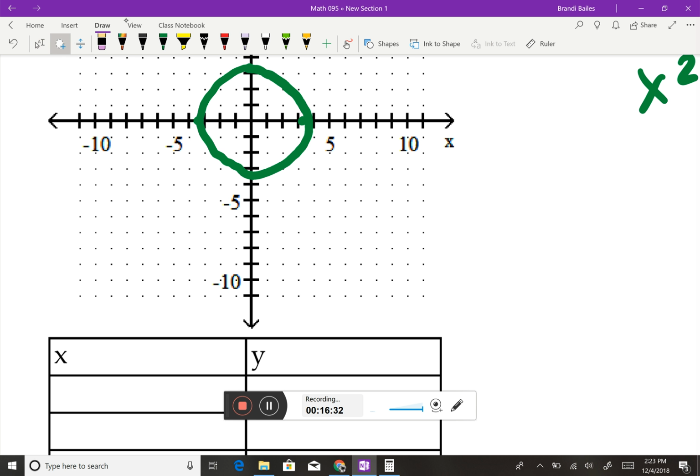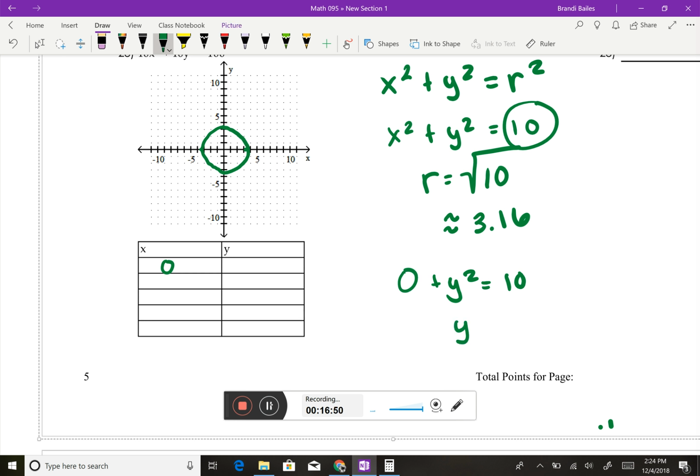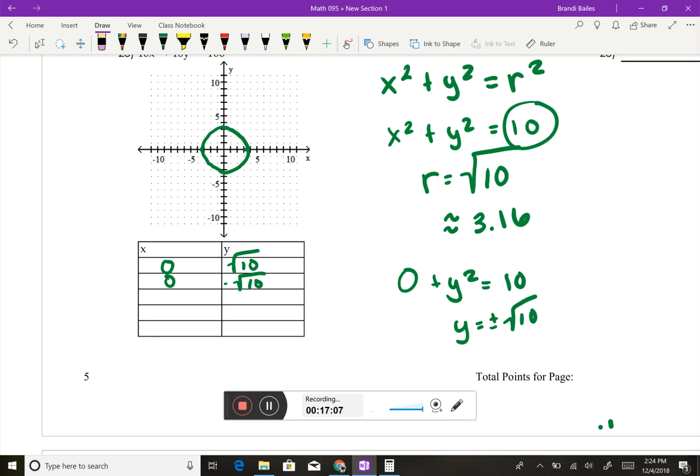At x equals 0, I should get x squared plus y squared is equal to 10. So at x equals 0, I should get essentially y squared is equal to 10. So y is equal to plus or minus square root of 10. It gave me the square root of 10, and it's also negative square root of 10. This is unusual for us to have two values in the domain that go to two values in the range, because this function does not pass the vertical line test. It's not actually a function.